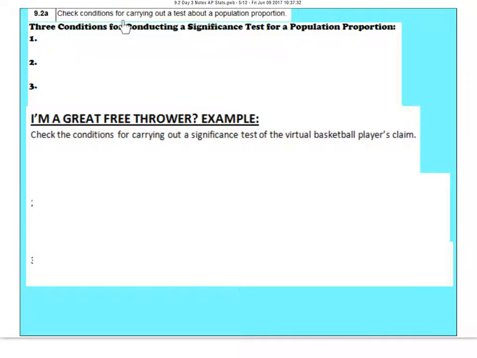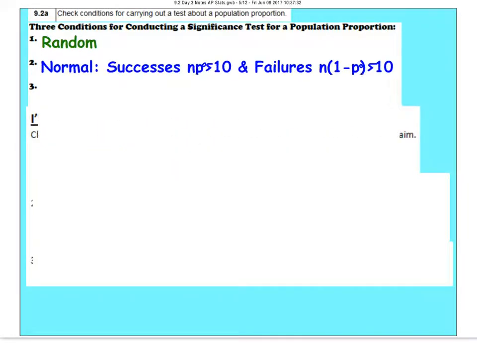We're going to check conditions for carrying out a test with a population proportion. The three conditions that we're going to test for a population proportion are the same as for a confidence interval. The first one is you must have randomness in your sample. The second one, you must have an approximately normal distribution, so you take your probability of successes and your failures.